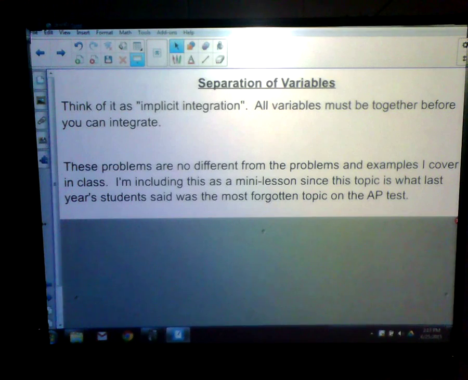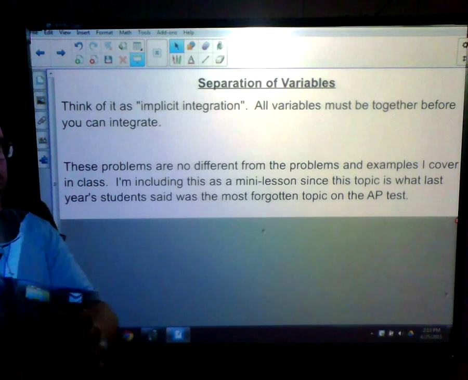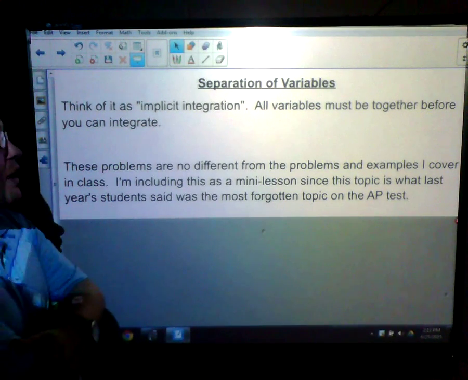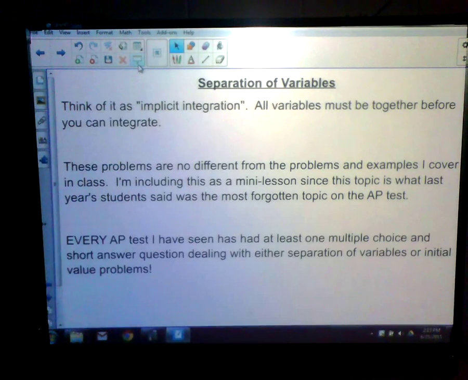I'm including this mini lesson because last year's students told me this was the most forgotten topic on the AP test. Every one of them came back and said, the last problem was a separation of variables problem and I did not know how to do it. I froze, I blanked. Now half of them still got it right, so I don't know. But I'm taking the extra time today to make sure we get it.